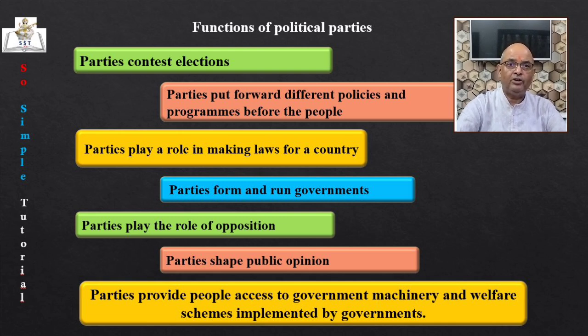Next, parties provide people access to government machinery and welfare schemes implemented by governments. Political parties act as a link between the people and the government. It is easier for a common man to approach a local party leader than a government official. The local party leader has to listen to the problems faced by the people and help them. Parties have to be responsive to the needs and demands of people, otherwise, people can reject them in the next elections. That is why people feel close to the parties even when they do not fully trust them.